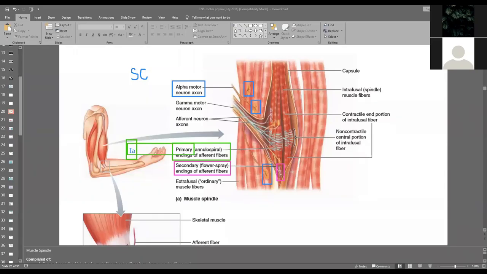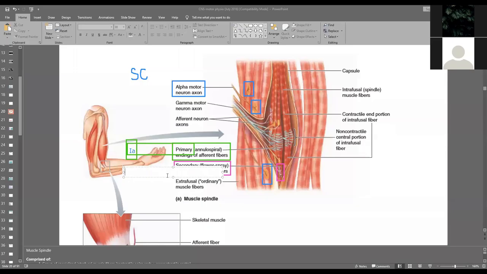This is the flower end, and it just looks like a flower as well. Okay. So secondary flower endings are also there, but what's the difference? Tell me so that I know you can see this picture well. The difference is in the location. So 1A is in the center. Yes. And this is peripherally located. Okay, peripherally located.